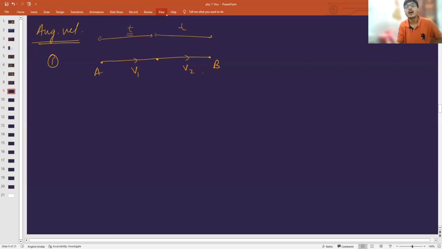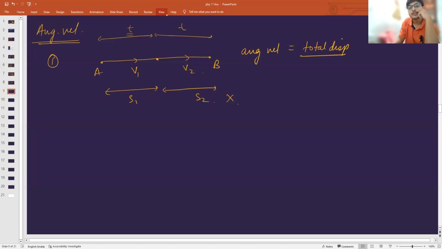Now they are asking to calculate the average velocity. We'll go through the same way. One more thing: we have not been provided with the displacement. We don't know how much displacement occurred, that is S1 for the first half and S2 for the second half. So what is average velocity? Average velocity is total displacement by total time.